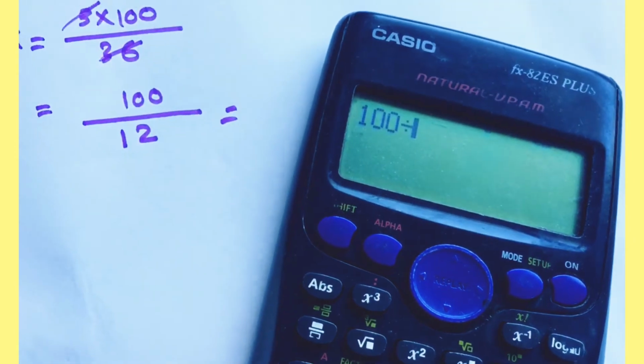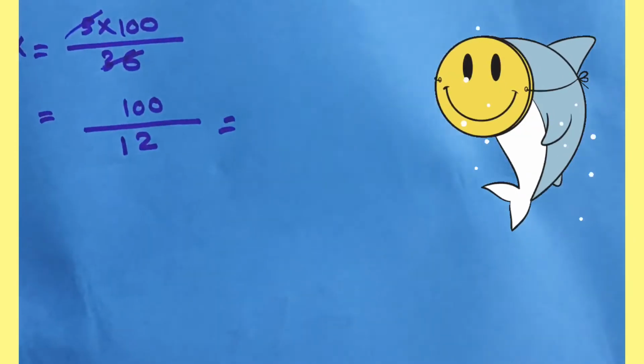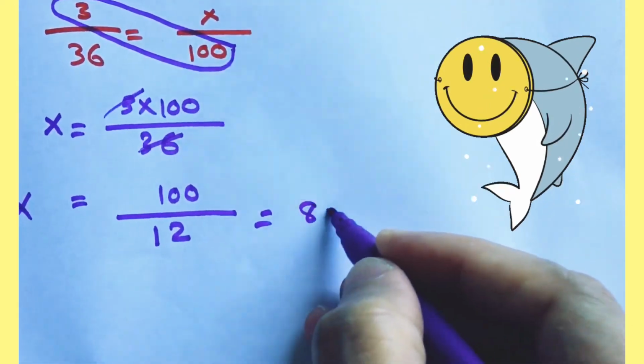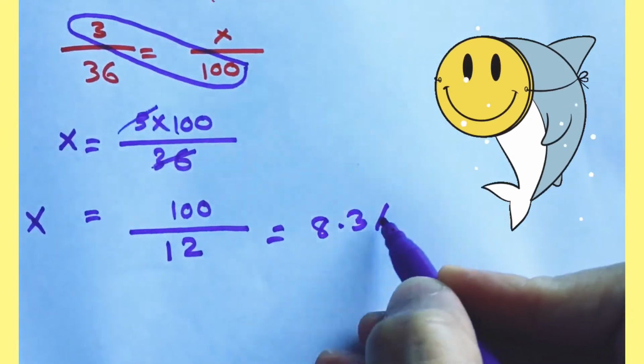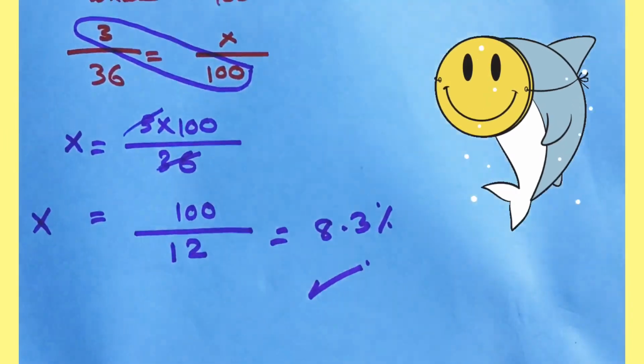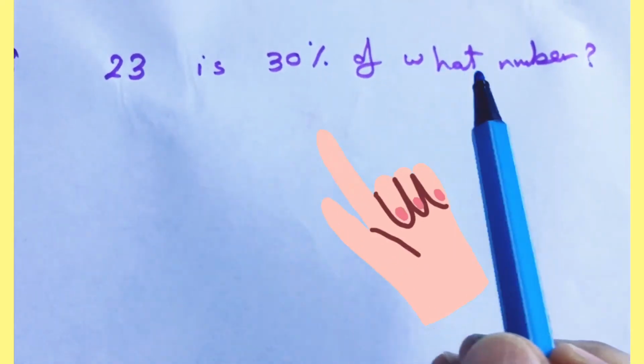100 divided by 12 equals 8.3. So it's 8.3, but what we want to find is a percent, so I'm going to put the percent sign here. Done. Question 4. 23 is 30% of what number?